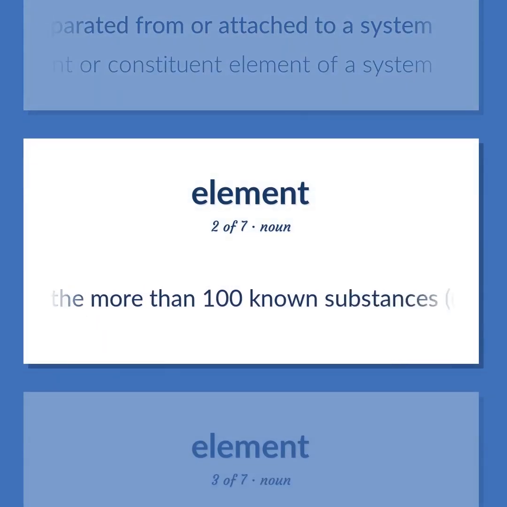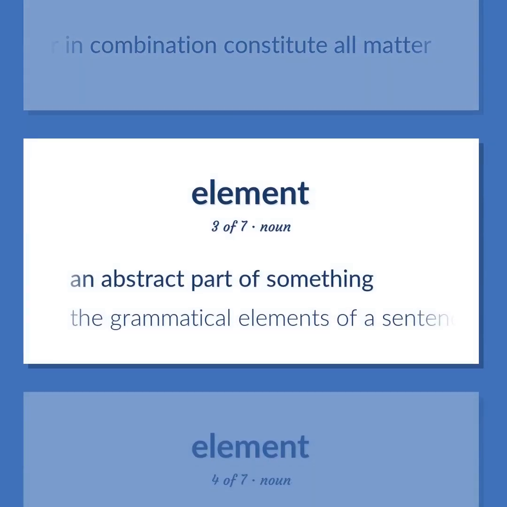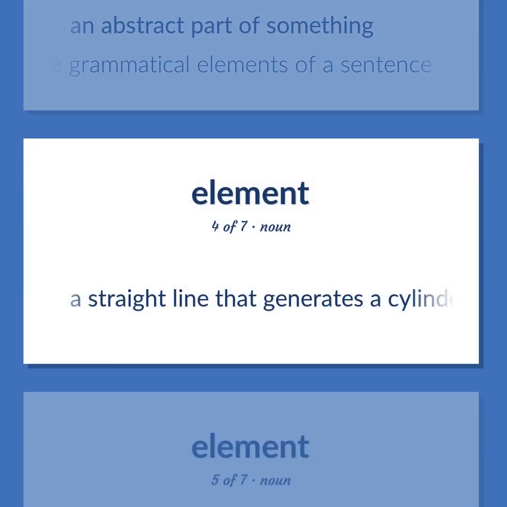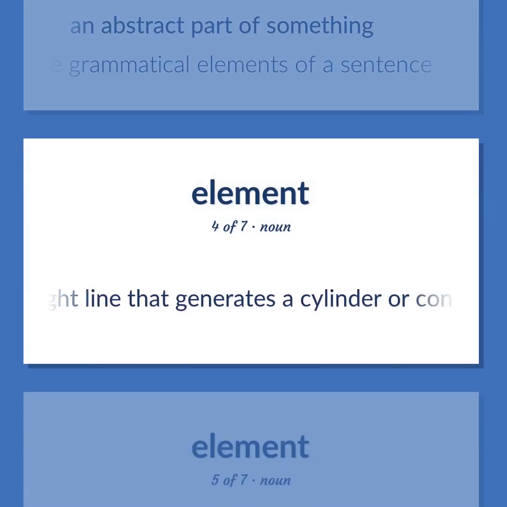Any of the more than 100 known substances, of which 92 occur naturally, that cannot be separated into simpler substances and that singly or in combination constitute all matter. An abstract part of something. The grammatical elements of a sentence. A straight line that generates a cylinder or cone.